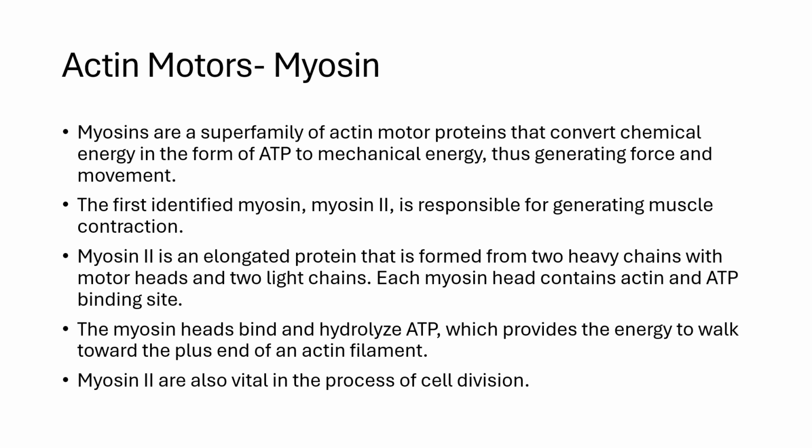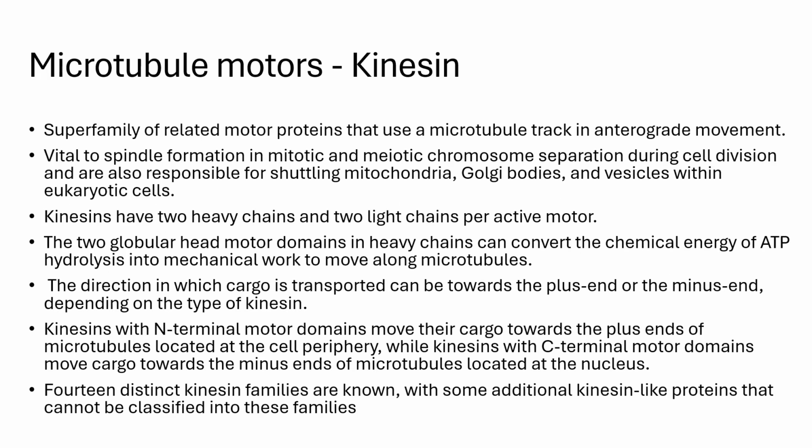Myosin 2 is an elongated protein formed from two heavy chains with motor heads and two light chains. Each myosin head contains an actin and ATP binding site. Myosin heads bind and hydrolyze ATP, which provides energy to walk towards the plus end of an actin filament.